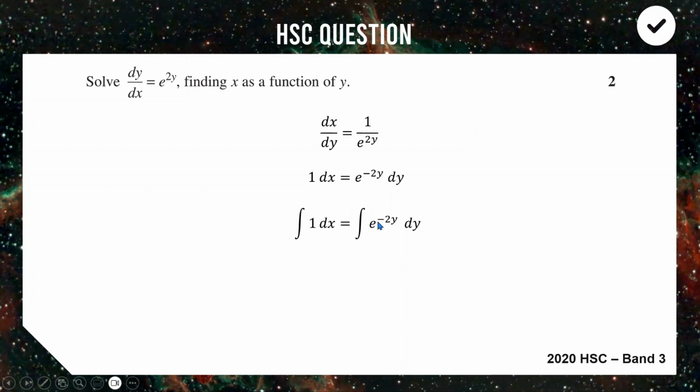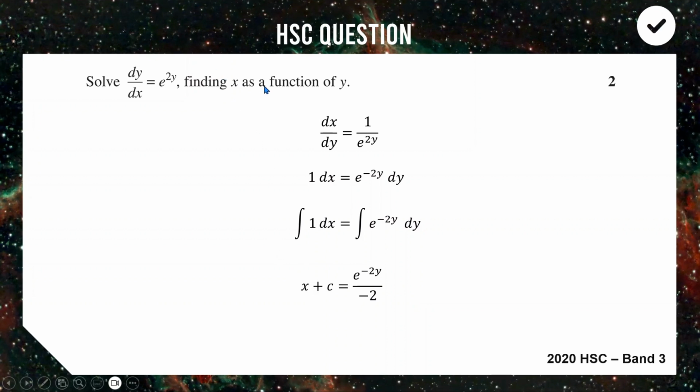On the right-hand side, if you want to integrate an exponential function, we need to keep this function the same and just remember to divide by the derivative of the power. Now the derivative of negative 2y is negative 2. So I'm keeping the e term the same, but I'm dividing it by minus 2. Okay, that's probably pretty close to an answer.